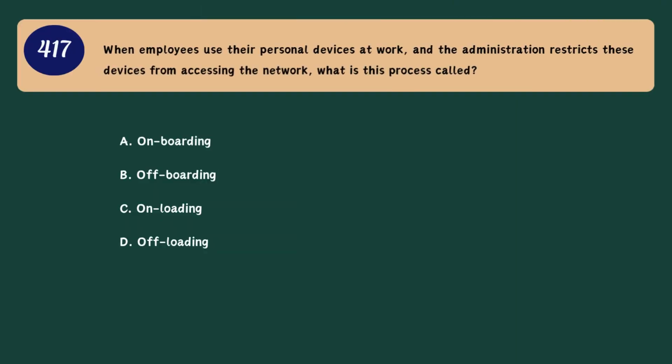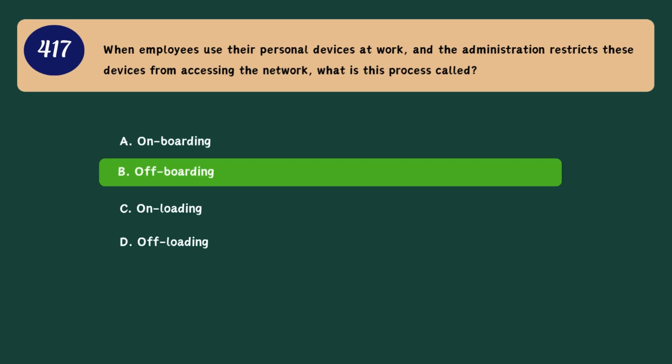Question 417. When employees use their personal devices at work, and the administration restricts these devices from accessing the network, what is this process called? A. Onboarding. B. Offboarding. C. Onloading. D. Offloading. Correct answer. B. Offboarding.